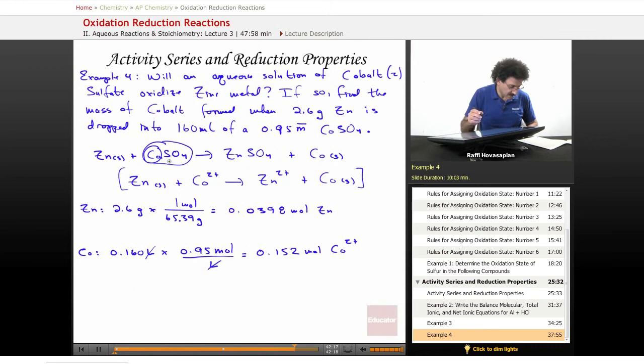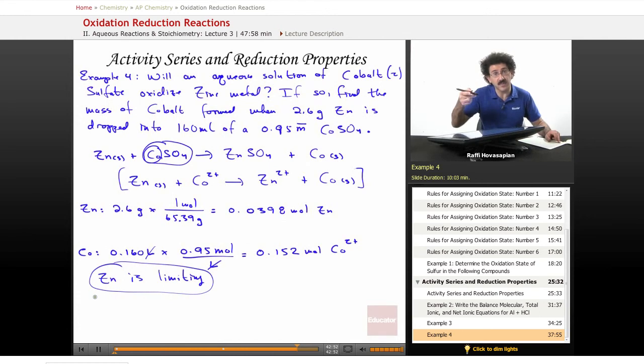Okay, so now that we have 0.0398 moles of zinc and 0.152 moles of cobalt, let's do our limiting reactant. We can see just from here, because this is 1-to-1, 0.152 moles of cobalt requires 0.152 moles of zinc, but we only have 0.0398 moles of zinc. So it's the zinc that is limiting. And don't worry if we did that a little fast. We'll actually do it numerically next lesson when we do a series of examples in stoichiometry.